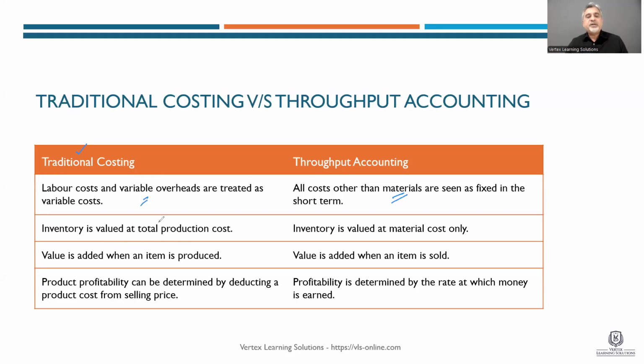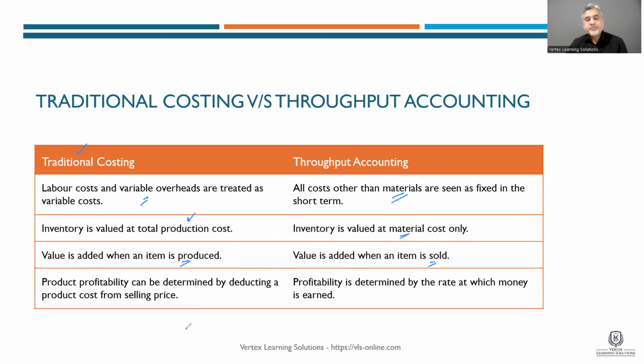Second, inventory is valued at total production cost. So for inventory, we say, how much is the total production cost? $1 million. How many units did we produce? 100,000. So $1 million divided by 100,000, we say $10 per unit. That is the cost. Here, we don't value inventory at total production cost, which means material, labor, overhead. We only value inventory at the material cost because that is the only variable cost. All others are fixed. In traditional costing, value is added when an item is produced. The focus was on production. Here we say value is added to the organization when an item is sold.